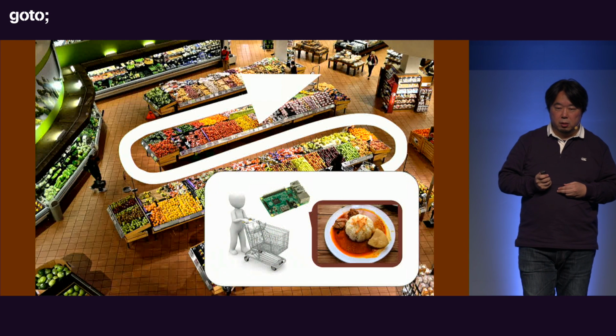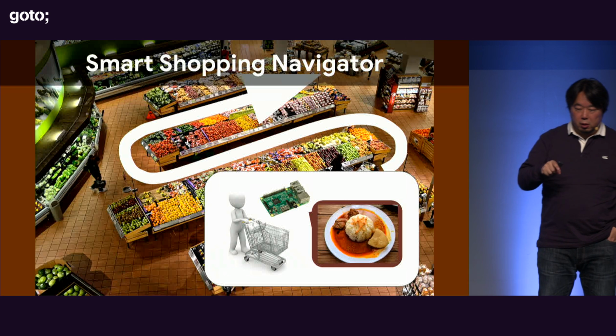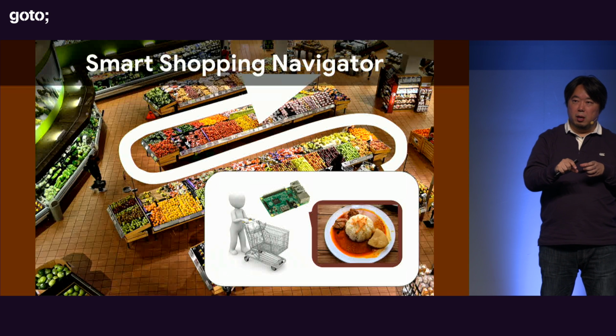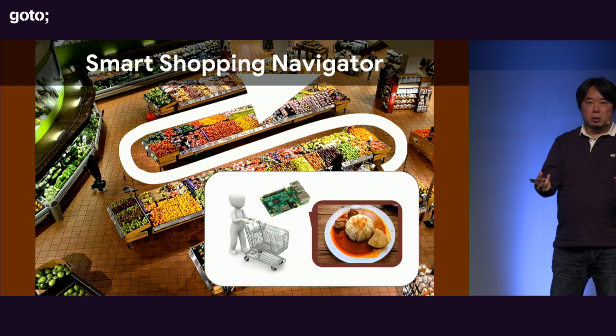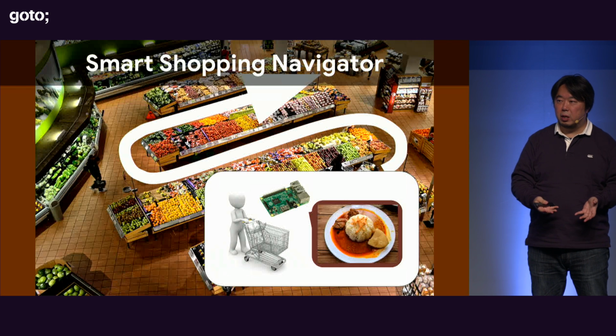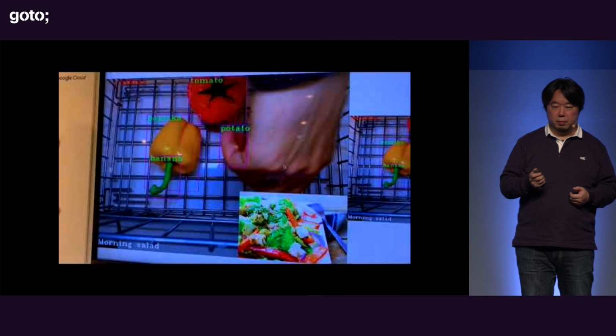There's another demonstration called Smart Shopping Navigator. This is another demonstration that puts the Raspberry Pi on a shopping cart with a webcam to detect what kind of items, like vegetables or food items, are inside the shopping cart, to show recommended recipes for the foods.